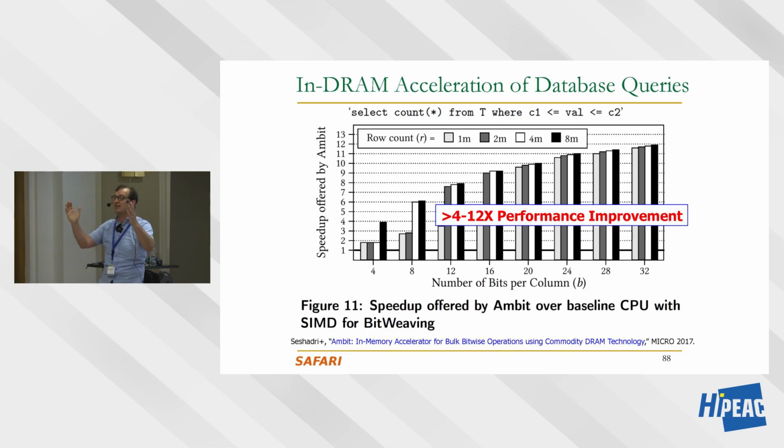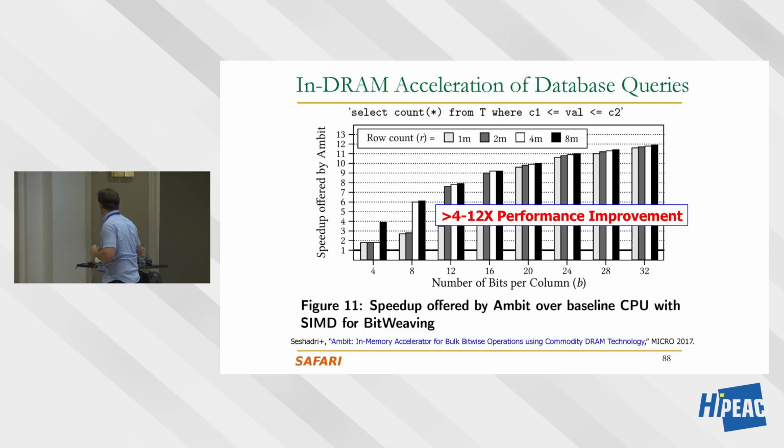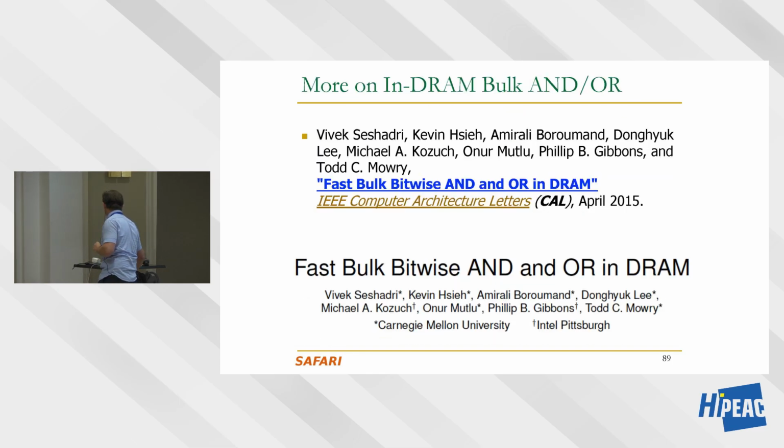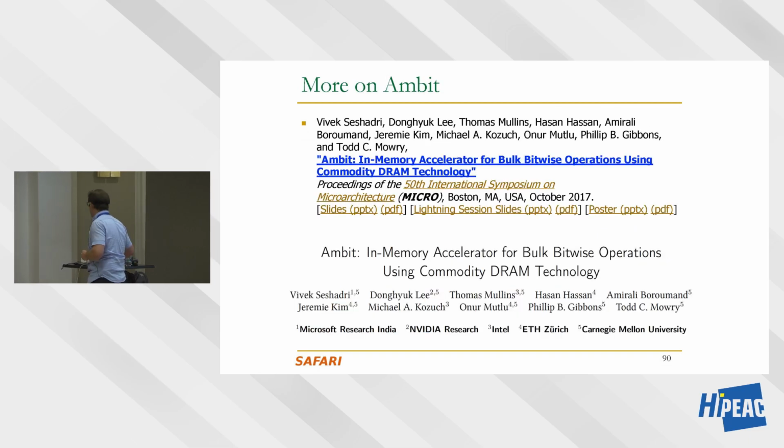You can do this in 8 kilobytes in a single subarray, but if you have 1,000 subarrays in DRAM, you're doing this operation on 8 million bits concurrently. And we ported their database to actually use our simulated substrate, and we see significant performance improvements on queries. And the energy improvements are also commensurate. Okay, there's more in our papers that talk about this. Ambit is the paper that actually covers the NOT operation as well. We introduced the AND and OR first.